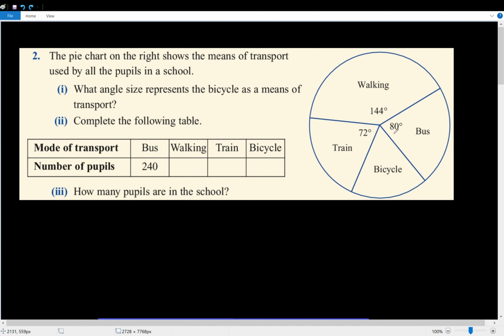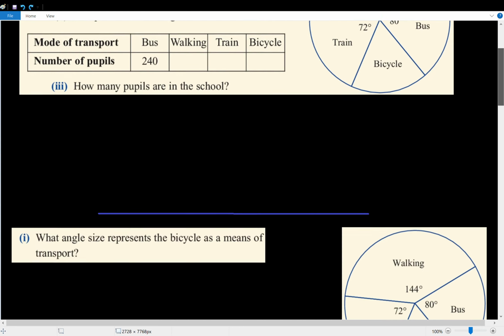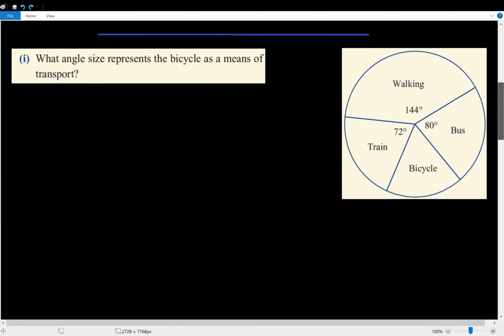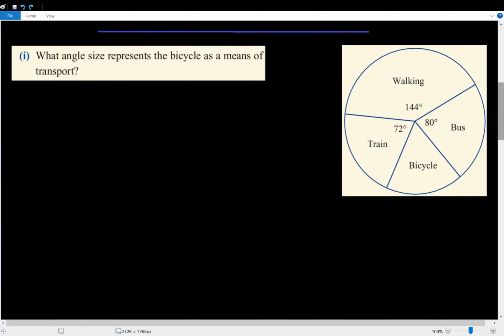to represent it. Then we have to complete the following table, and we're given a frequency distribution table with three of the boxes unfilled. And we're asked how many pupils are in the school in total. We'll take these one step at a time, and we're going to start with the first part here. What angle size represents the bicycle as a means of transport?